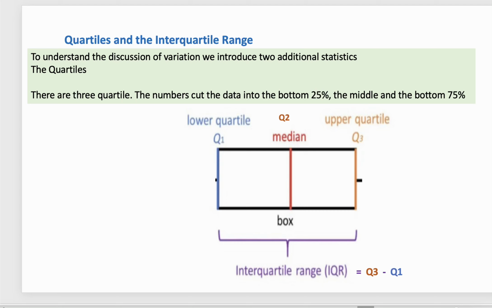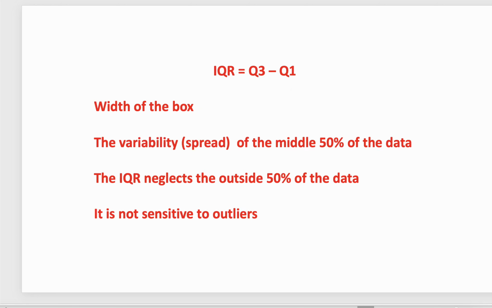We already talked about the interquartile range when we talked about variability. It's the third quartile minus the first quartile, and what it measures is the middle 50% of the data. It's the width of the box, variability of the middle 50%.